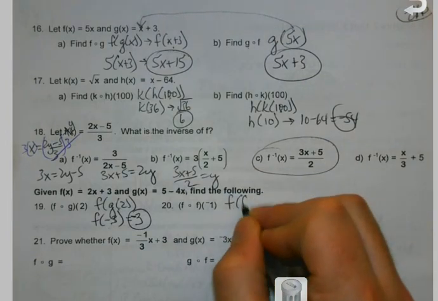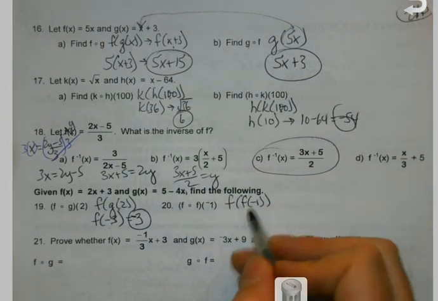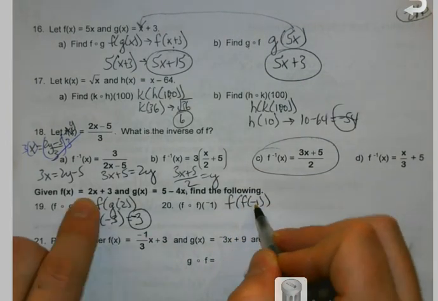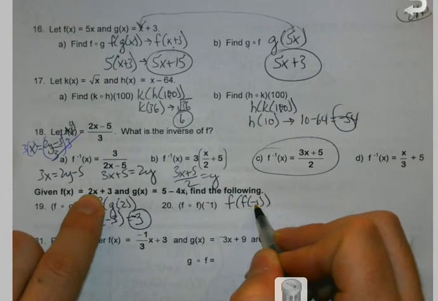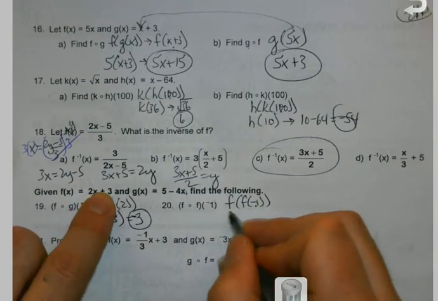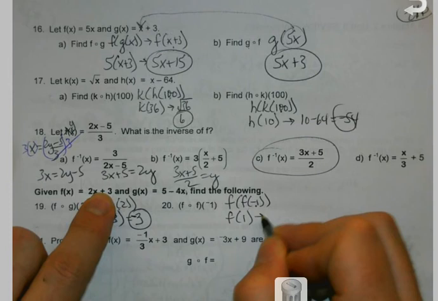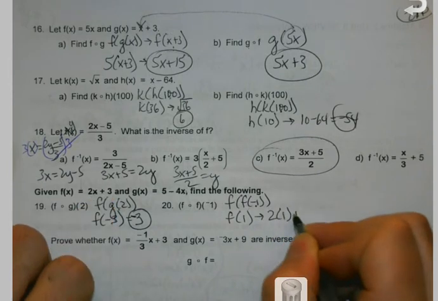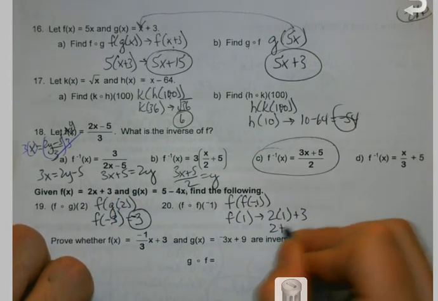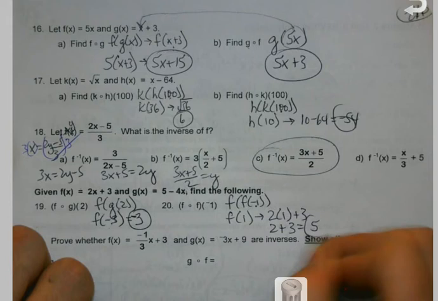You're like, wait, I can plug something into itself? Yes. If I plug in negative 1 for f, 2 times negative 1 is negative 2, plus 3 is 1. And then I just plug that 1 in for x. 2 plus 3 is 5. And I'm good.